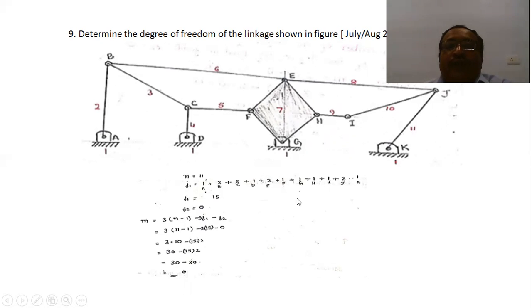The total number of 1 degree of freedom joints is 1. And the total number of 2 degree of freedom joints is 0 here. So these values are substituted in Grubler's mobility equation, you get the value 0. In the sense that it is a statically determinate structure.